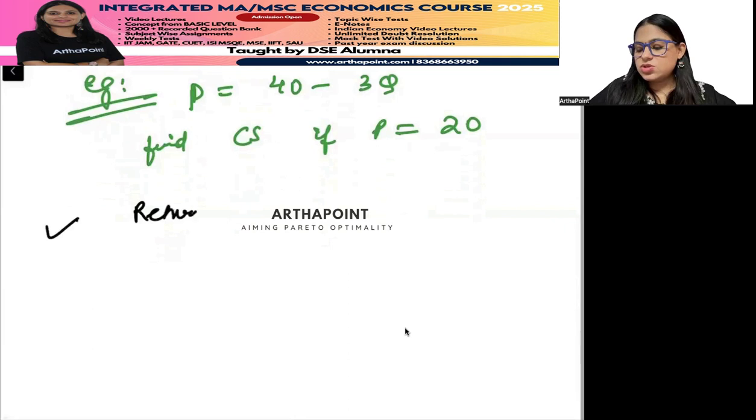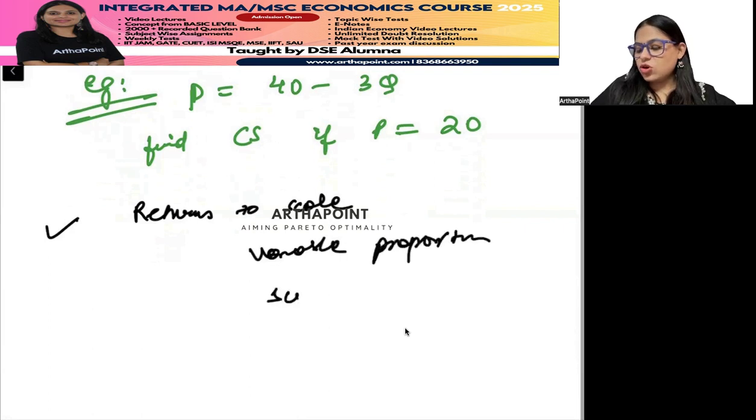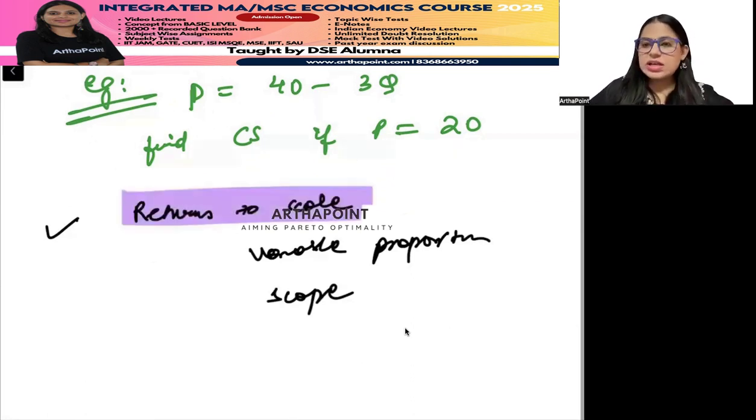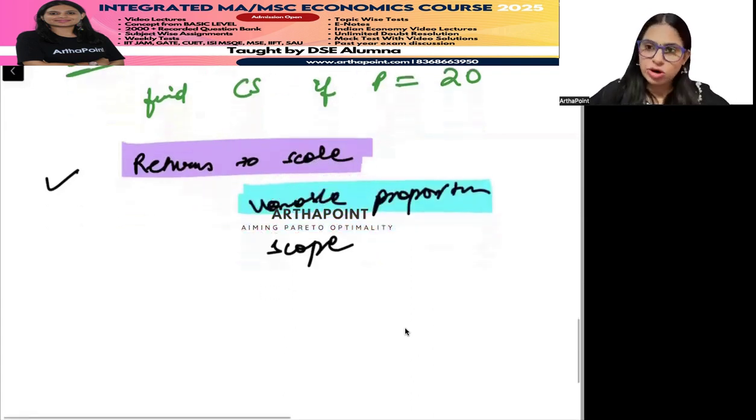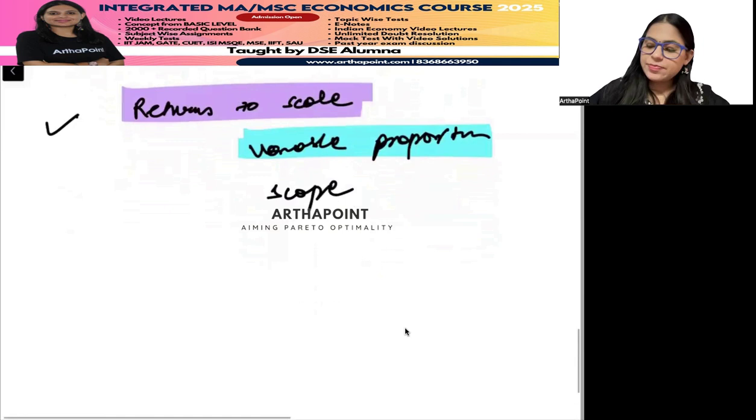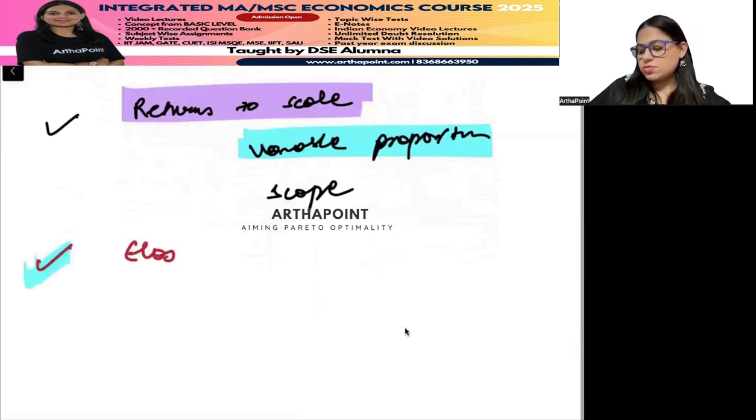Then the next thing that you have to be well aware about is what is the difference between returns to scale, variable proportion, and economies of scope. तो economies of scale क्या होता है, economies of scope क्या होता है और law of variable proportion क्या होता है. You have to remember that returns to scale is a long run concept, whereas law of variable proportion is a short run concept. This can be asked in exam. Then you have to be aware about the elasticity of substitution beta.